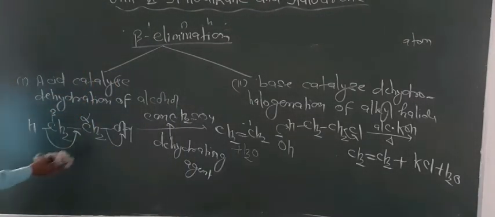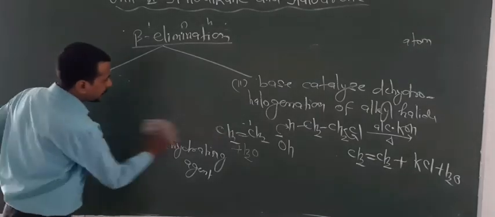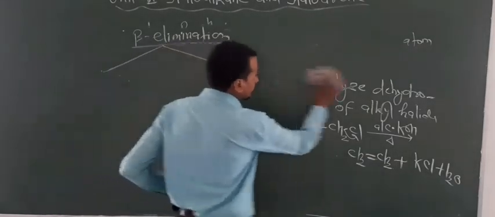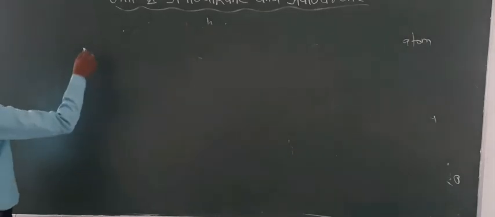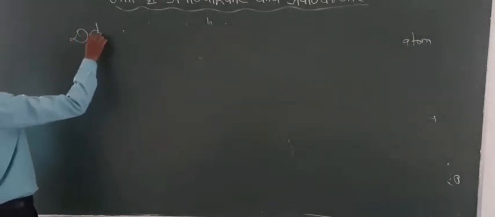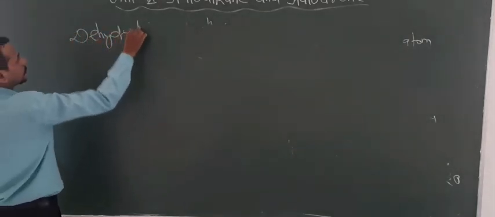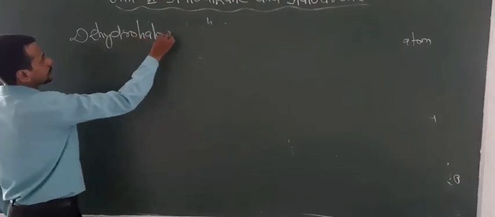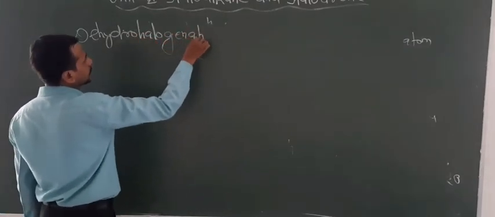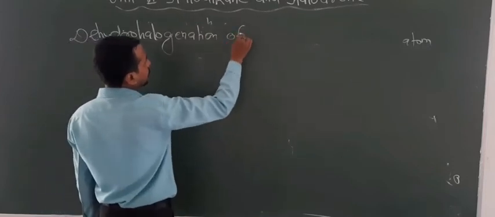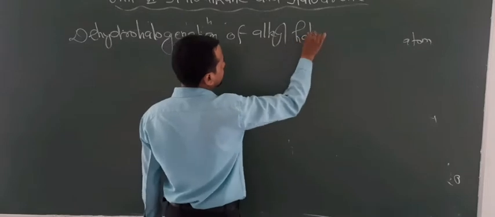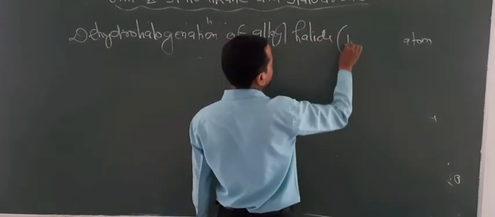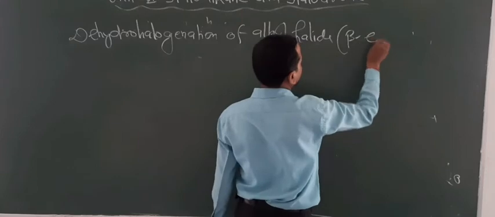Now dear students, let us focus on the beta elimination in alkyl halides in detail. So again look at here, what happens in these conditions. Dehydrohalogenation of alkyl halide, that is known as beta elimination.